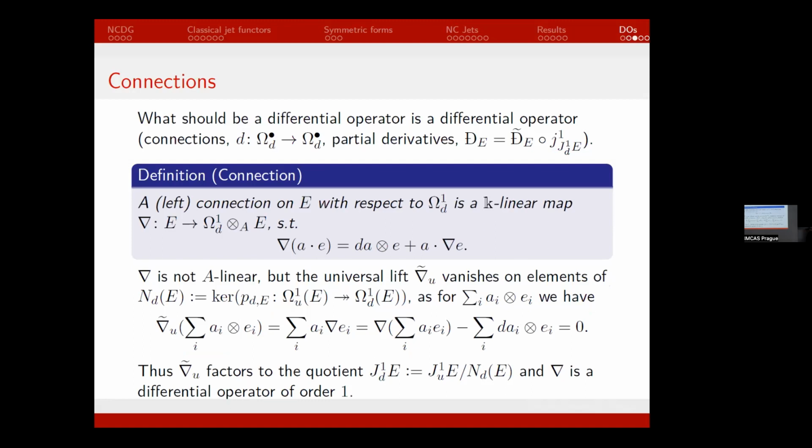Okay, so it turns out that everything that we can reasonably extend to the non-commutative setting turns out to be a differential operator. In particular, we have connections, which we will discuss in detail now. We have the differential, which is also a differential operator. We have partial derivatives, which are defined in a particular sense. They're also differential operators. And we can see that since delta tilde is A-linear, we can recompose it with the jet prolongation to get a differential operator.